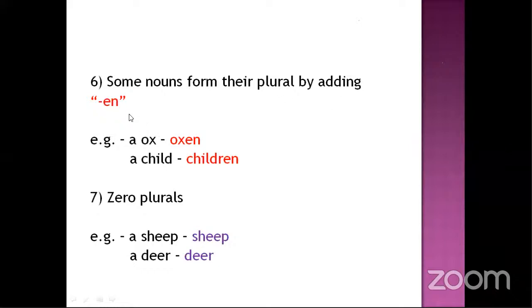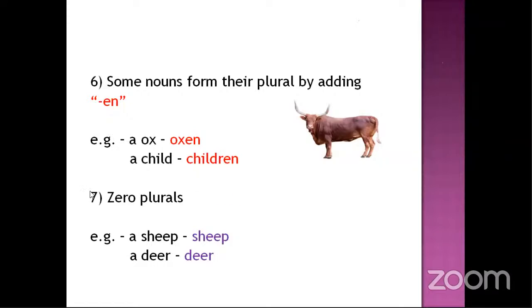Now look at the first one. Here, an ox. Oxen means bull. So the plural one is not oxes, it's oxen. The plural of ox is oxen. Next one, a child, children. Okay, a child, children, not children's. Children, that is the correct word, children.